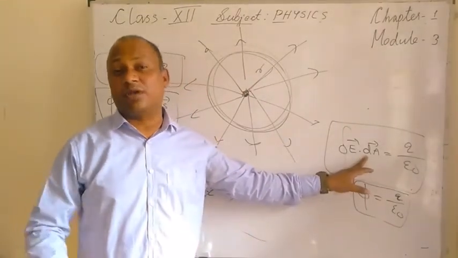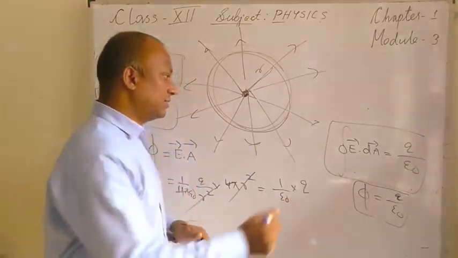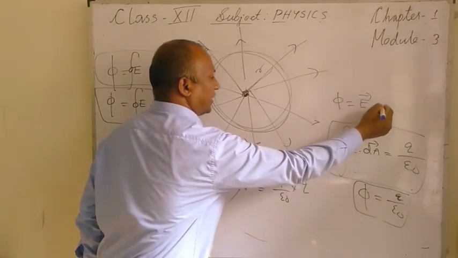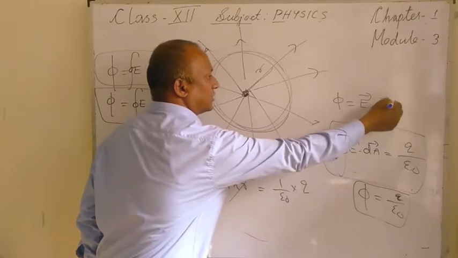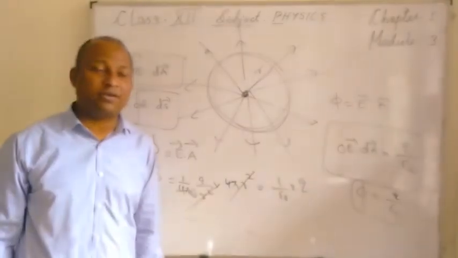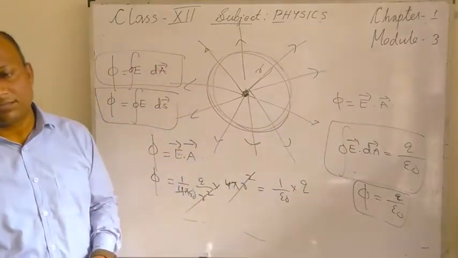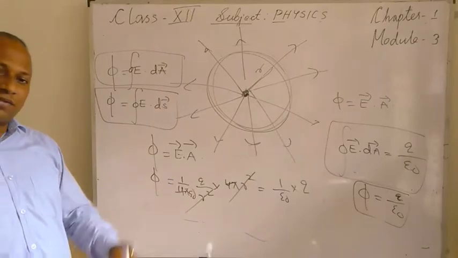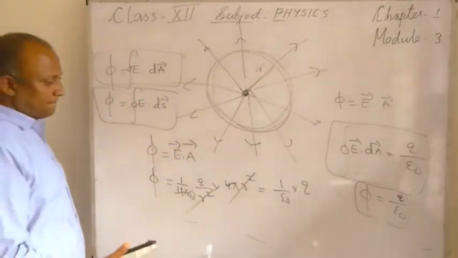This is an integral formula for flux, and this is a normal formula if the electric field is everywhere the same and the figure has a special geometry. Then you can use this formula: phi is equal to E dot A. So this is a closed integral, which means you have to start from a point and end at the same point.